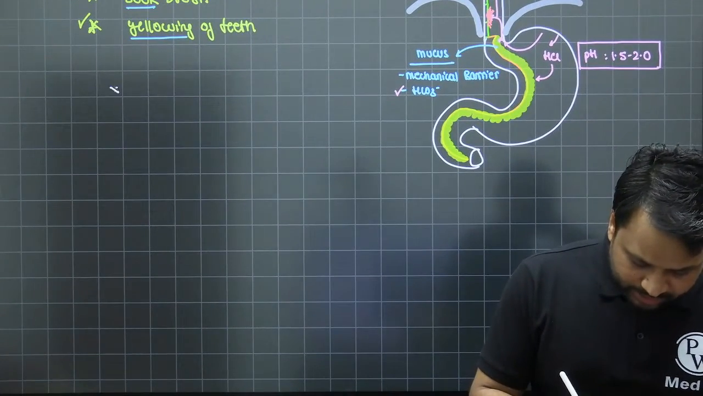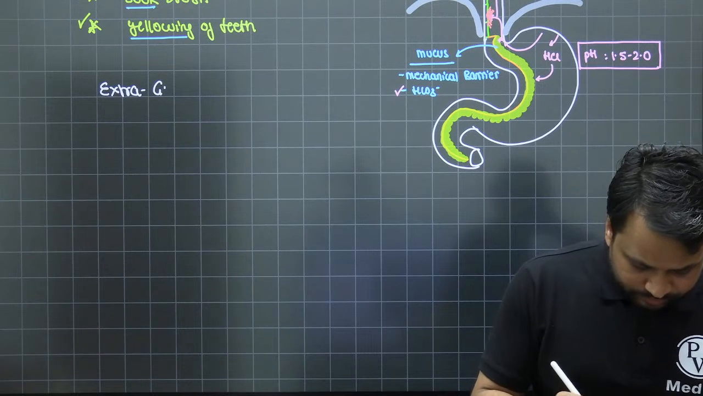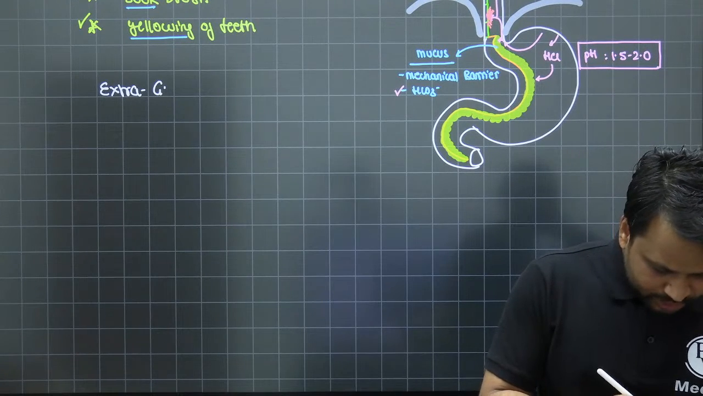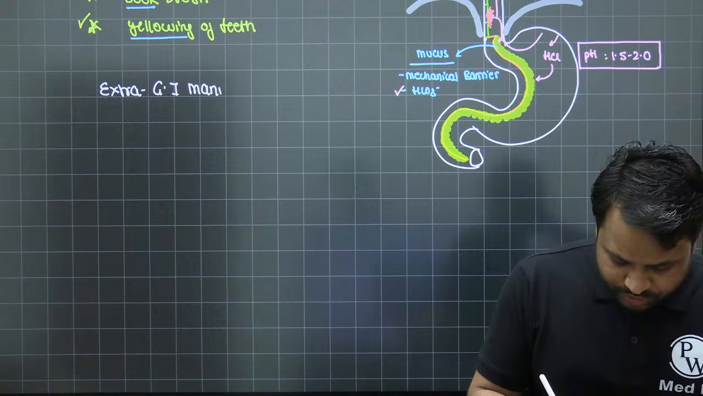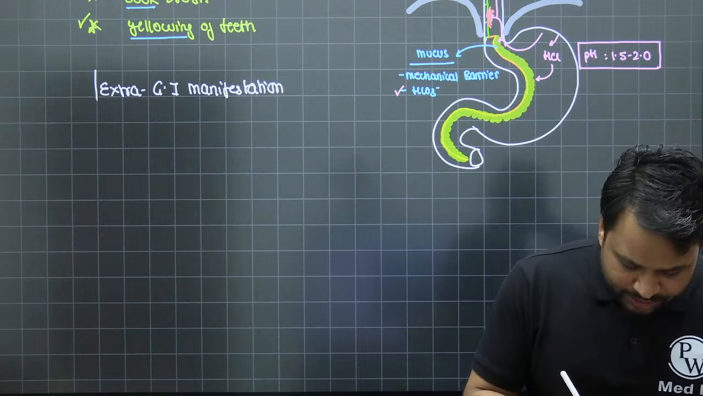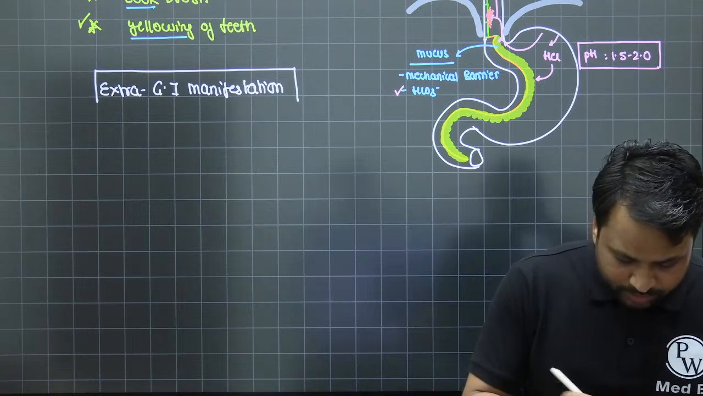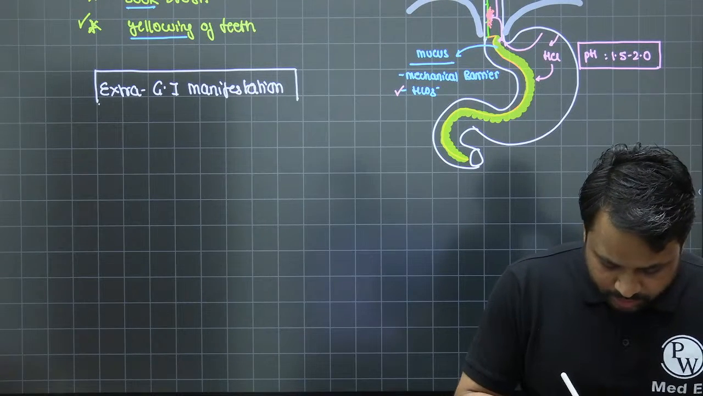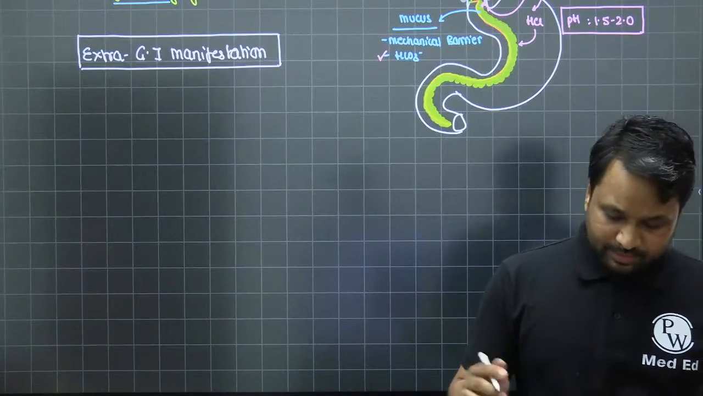What are the extra GI manifestations? What are the extra esophageal or extra GI manifestations? So what else can these patients present to you? Whatever we have told so far, all those components are on the GI side. So what are the extra GI manifestations that our patients can present to us?